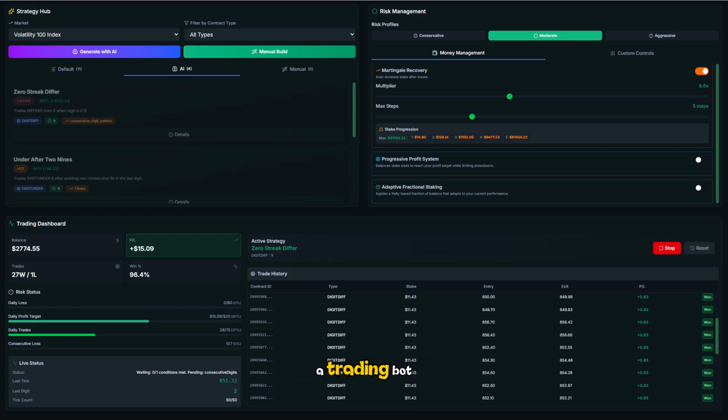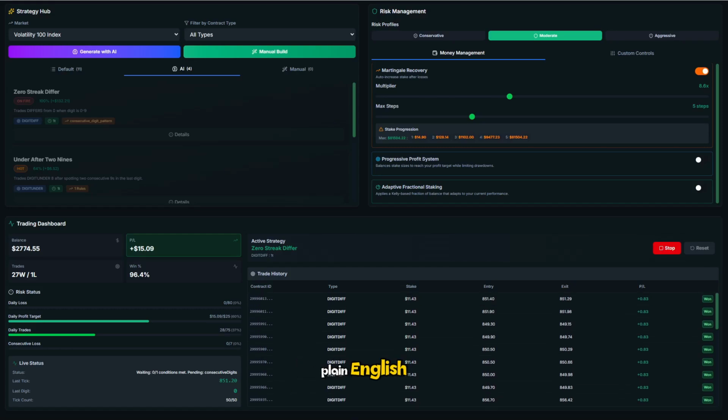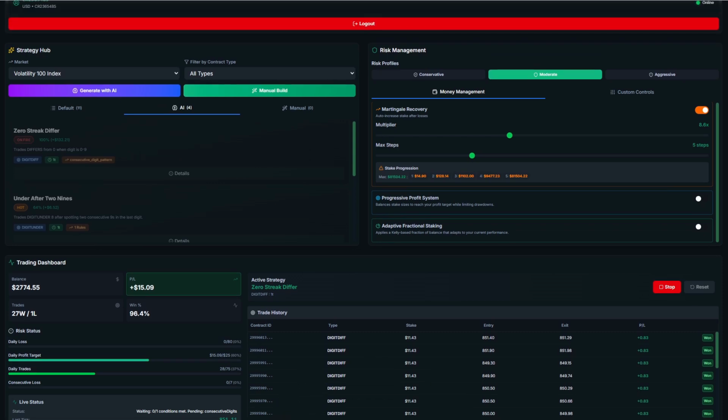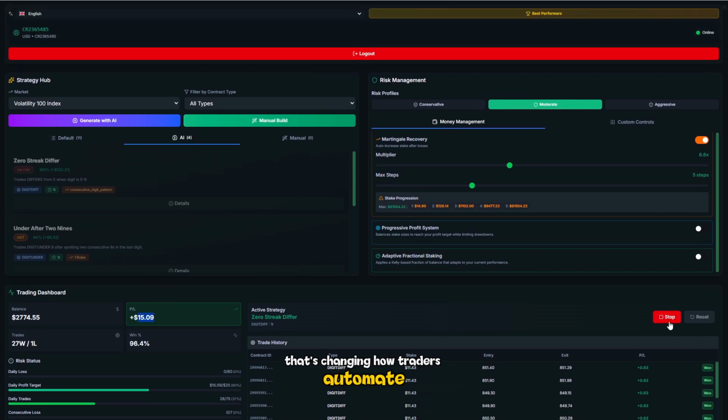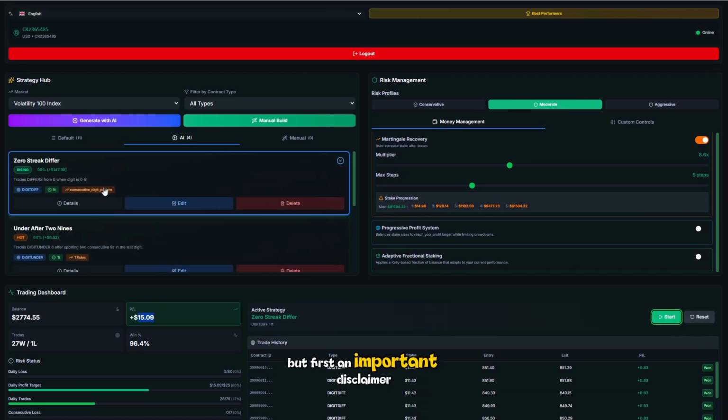What if you could build a trading bot just by describing it in plain English? No coding, no complexity, just your strategy powered by AI. I'm about to show you Tuplemint, a platform that's changing how traders automate their strategies. But first, an important disclaimer.